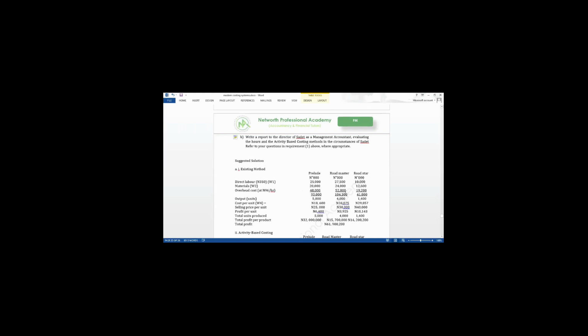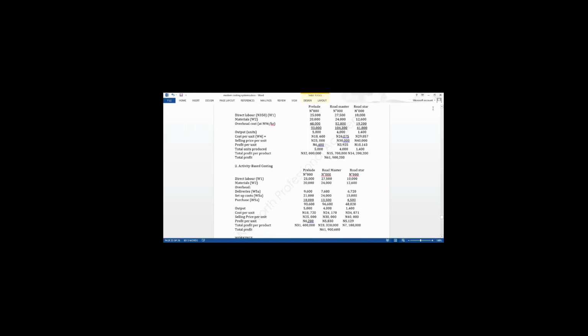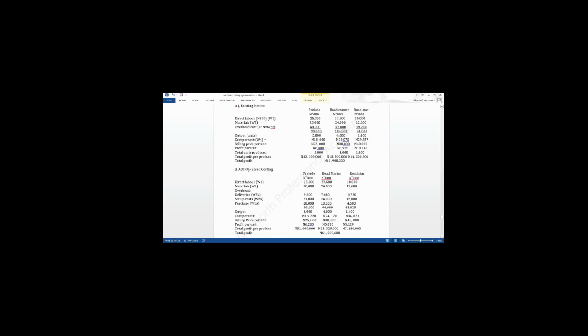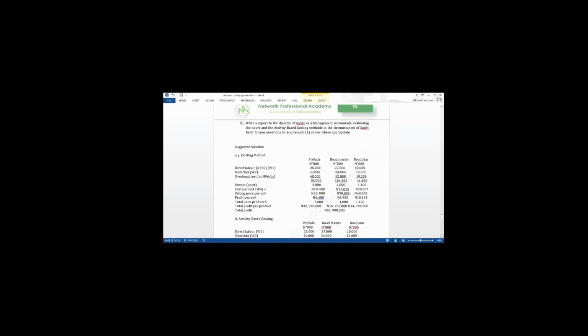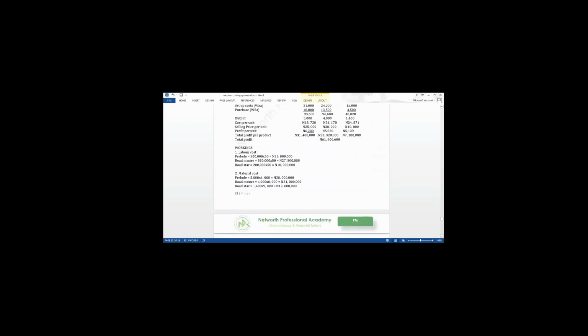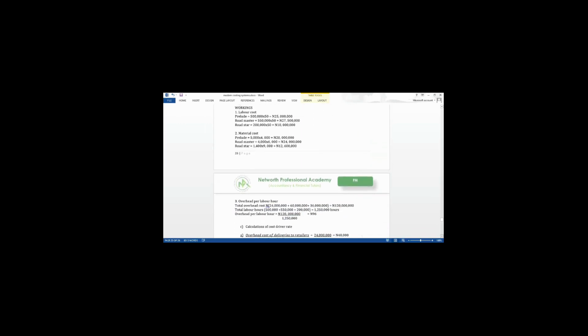We now come to overhead cost. Overhead cost must be absorbed to the product. Please, sum. What is the total overhead cost? Addition of these three. Please add 24 million plus 60 million. That should give us 84 million plus 36 million. What do you have, please? 120 million.